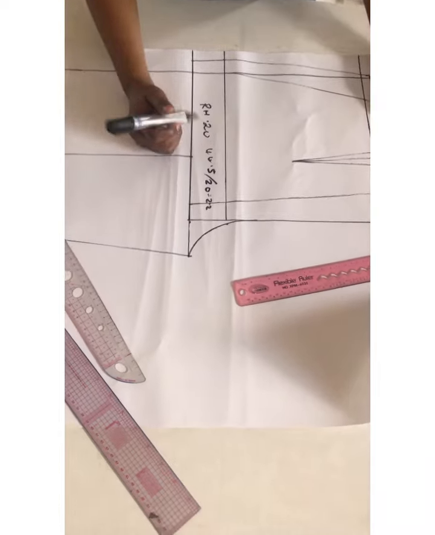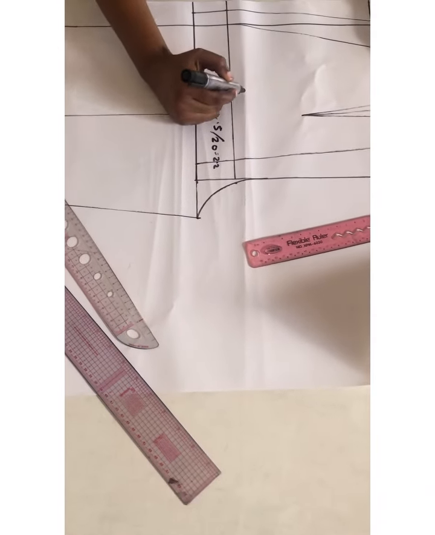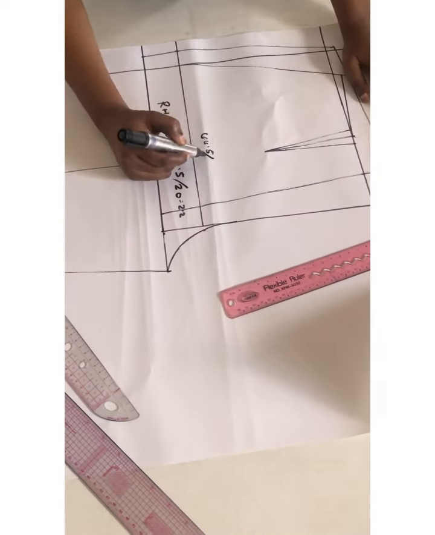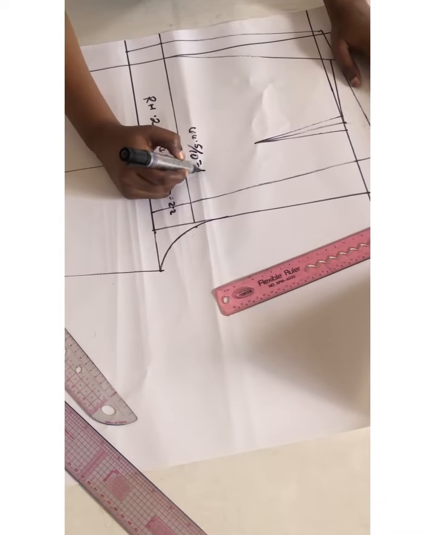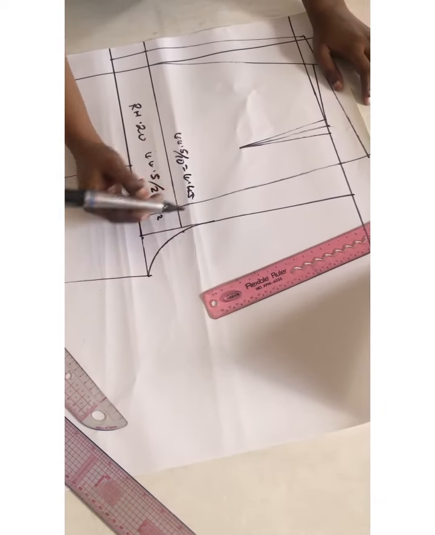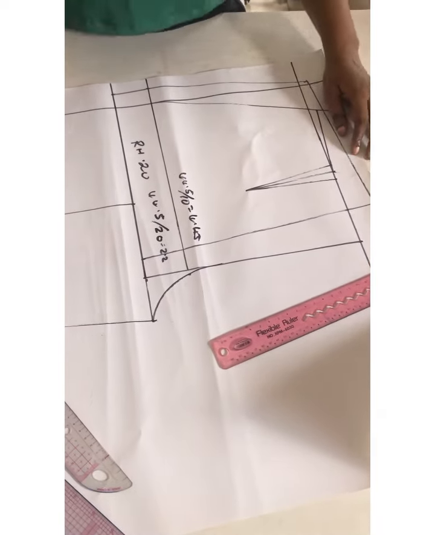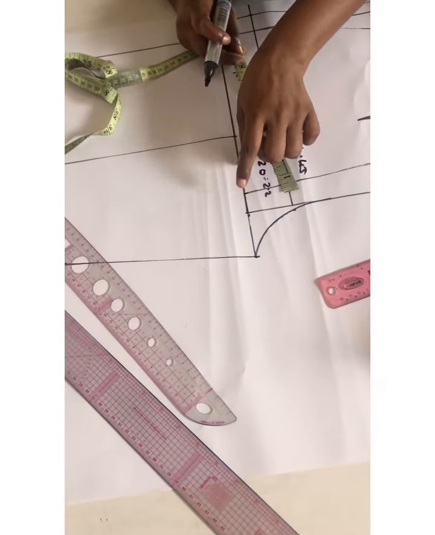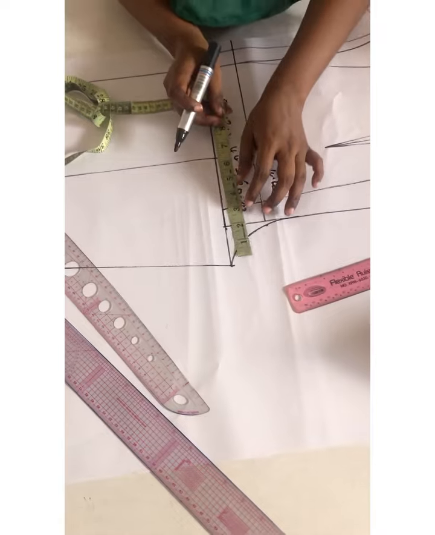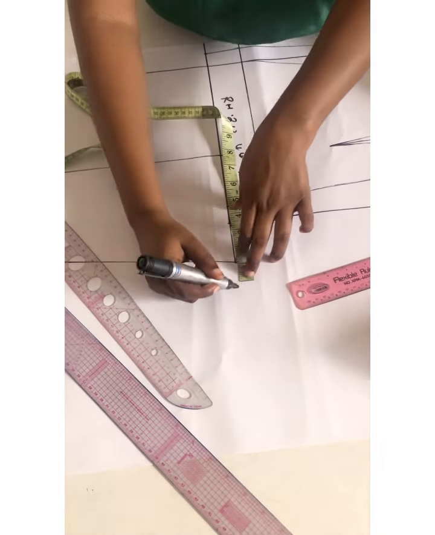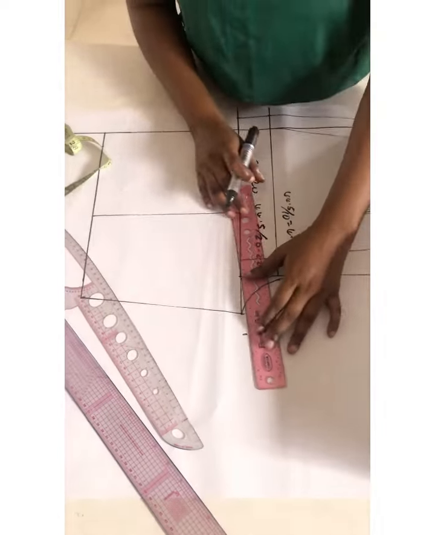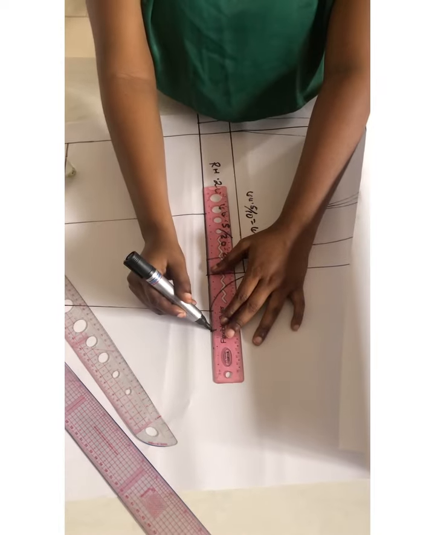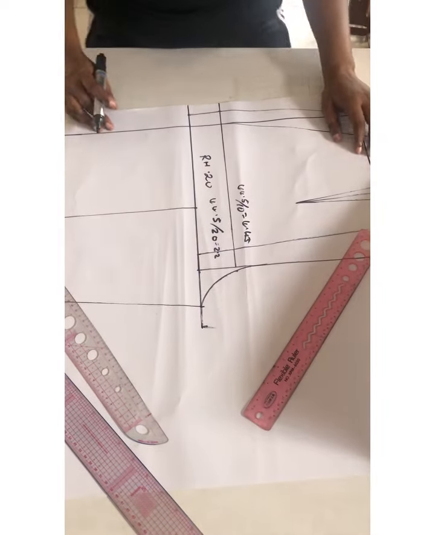Now the next thing we'll be doing is to get our crotch extension for the back. Now I said for our crotch extension for the back, we'll be dividing our round hip, which is 44.5 by 10. Now we have 4.45, so I will be using 4.5. So now I'm going to extend from here, from the our back line. I'm going to extend it by 4.5. I've extended it.